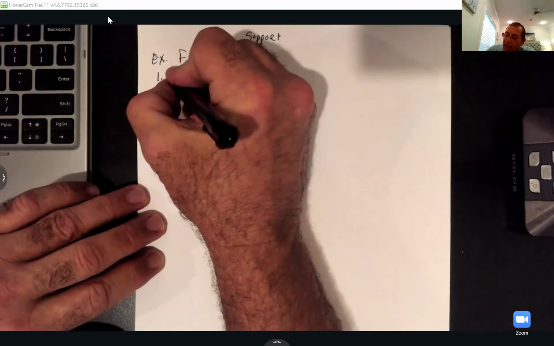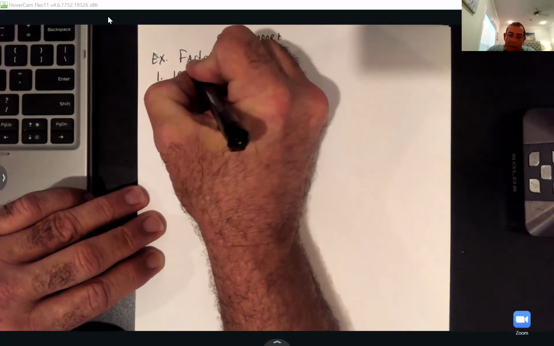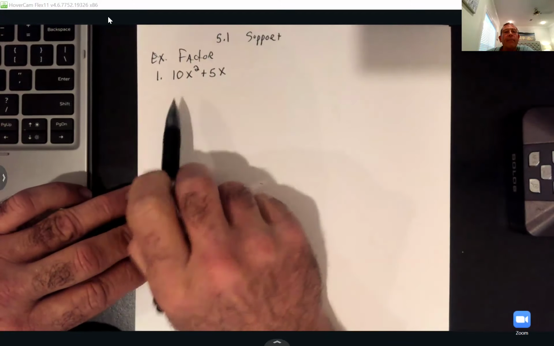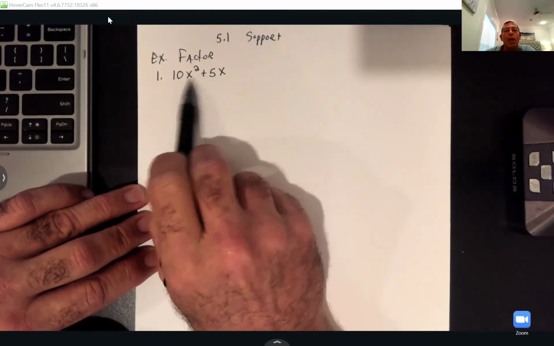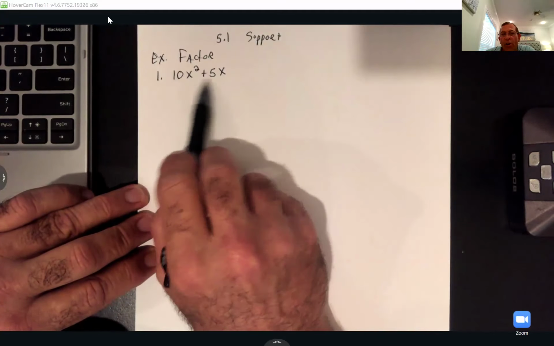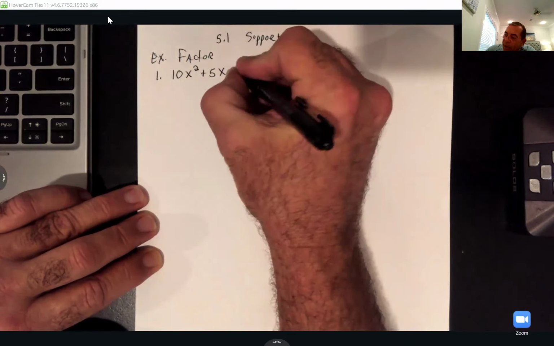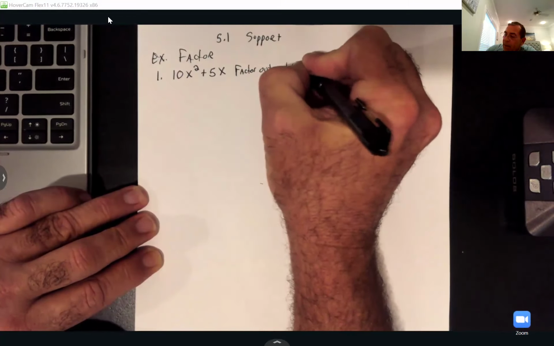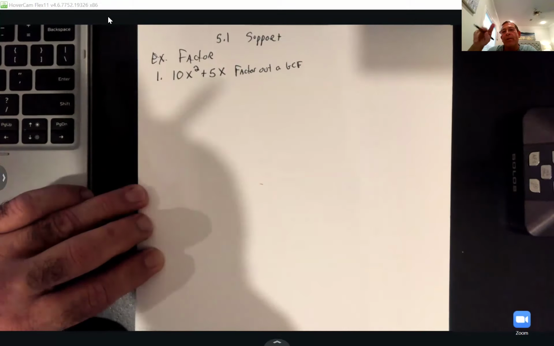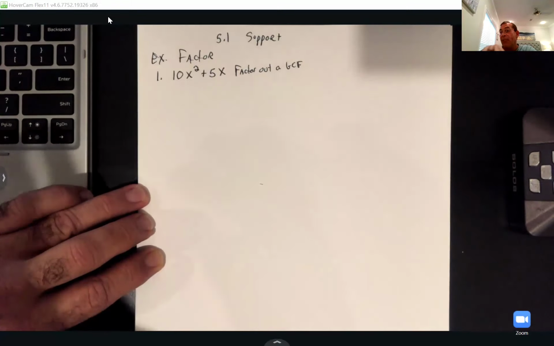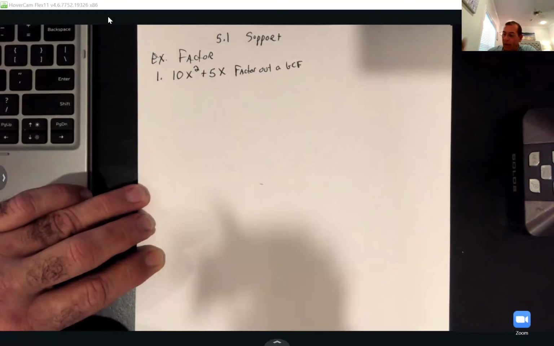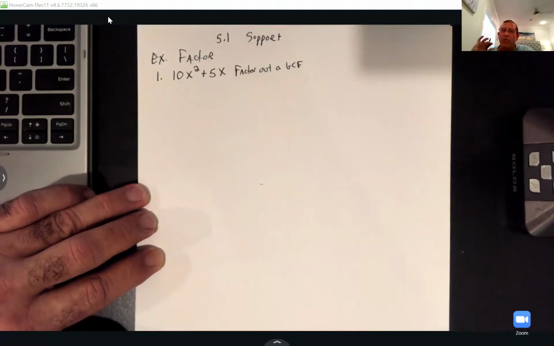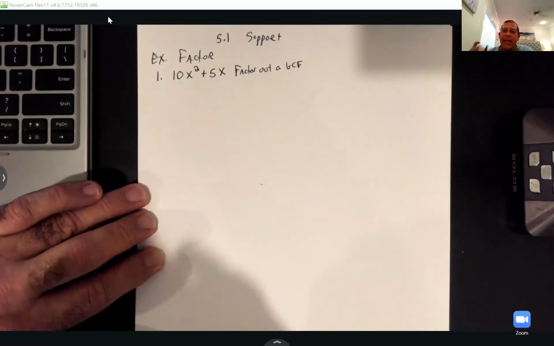So the first one, you're getting a 10x squared plus 5x. So when I got two terms being added, all we can do to this here is factor out a GCF. Sort of like we did when we was doing them 4-term factoring the other day. So I would ask y'all, what do these two things got in common? What's the greatest factor they got in common?